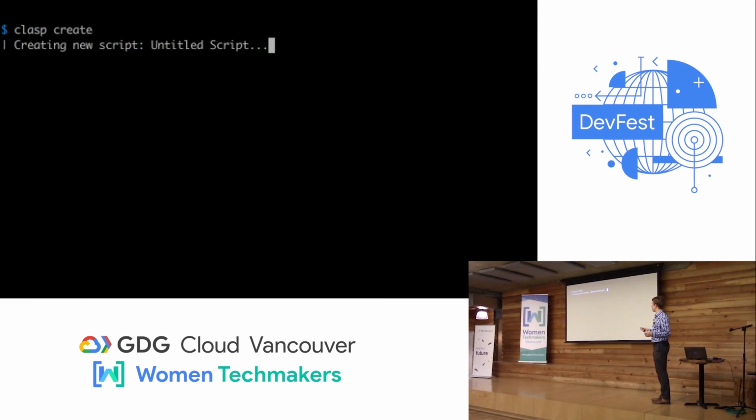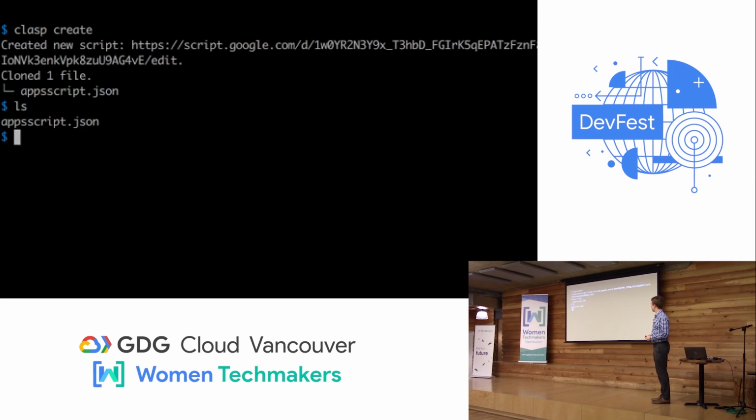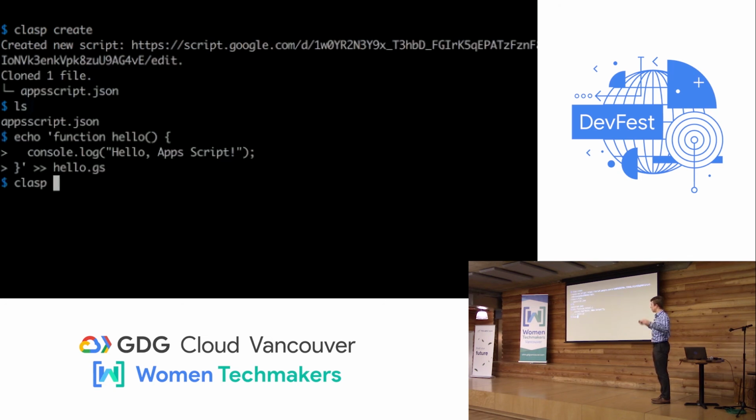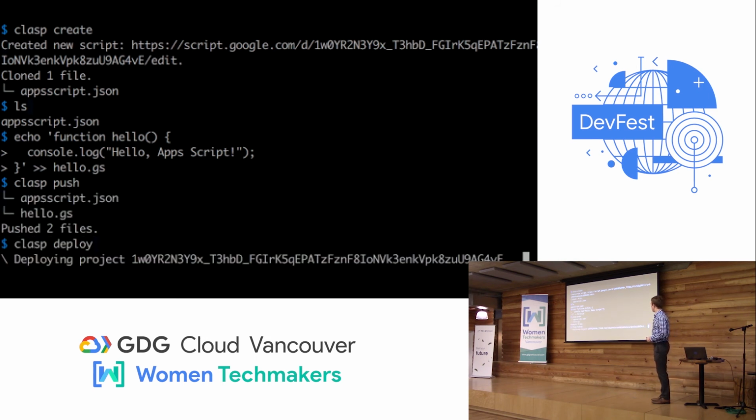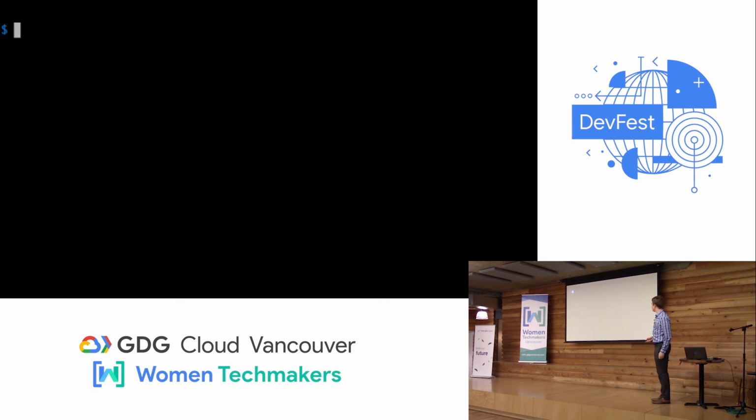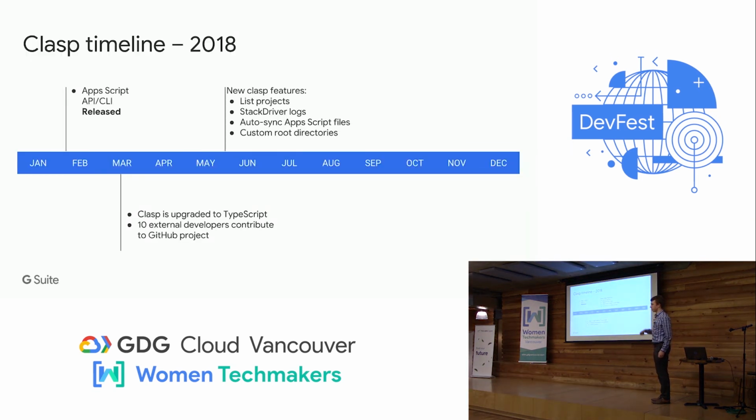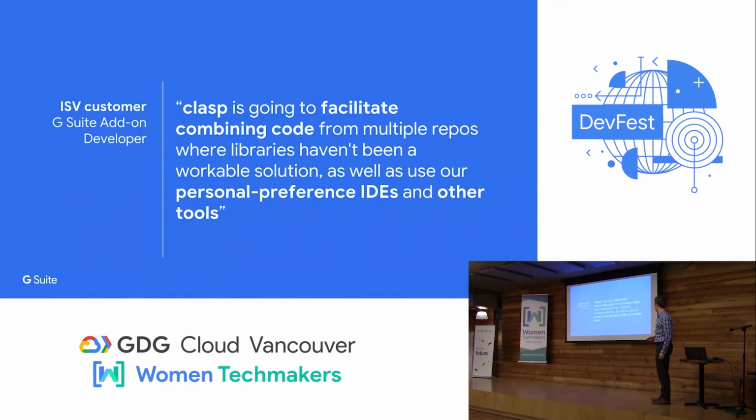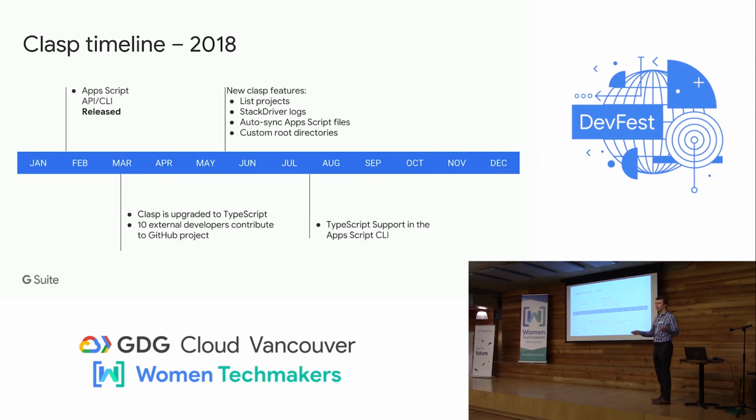It looks like this. So you'll create a new script, and you'll let it load for a little bit. And then once it's doing that, just run ls and echo functions, and push the files to the AppScript server, and even deploy them right then and there. It was released earlier this year, and it allows you to view your Stackdriver logs and list projects. It's written in TypeScript, and there's even support if you like writing TypeScript. You can write TypeScript for AppScript.